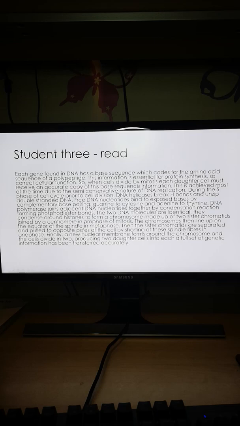They condense around histones to form a chromosome made up of 2 sister chromatids joined at the centromere in prophase of mitosis. The chromosomes then line up on the equator of the spindle in metaphase. Then the sister chromatids are separated and pulled to opposite poles of the cell by shortening of the spindle fibres in anaphase. Finally, a new nuclear membrane forms around the chromosome and the cells divide in two, producing two daughter cells with a full set of genetic information which has been transferred accurately.